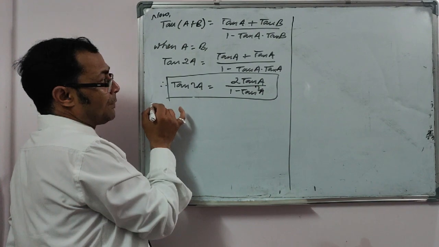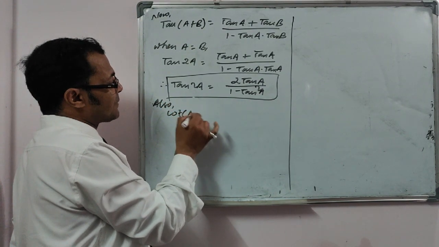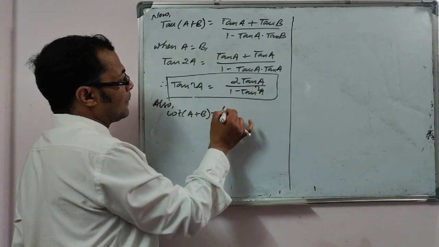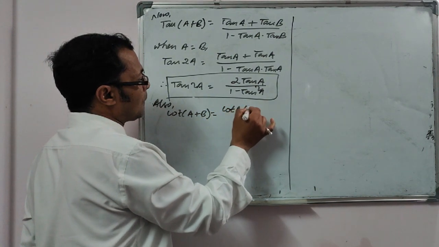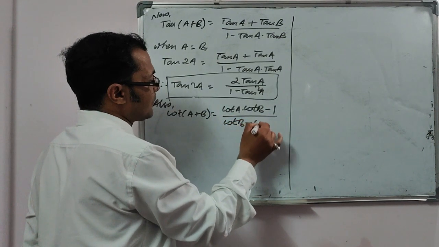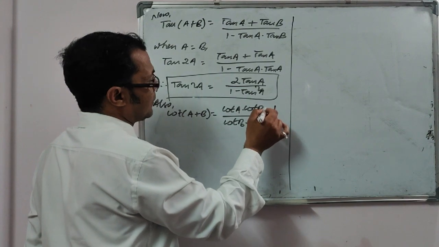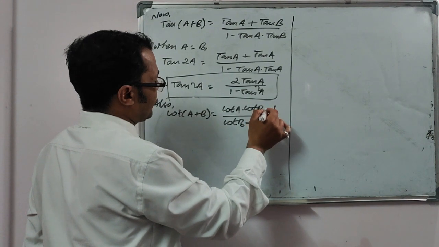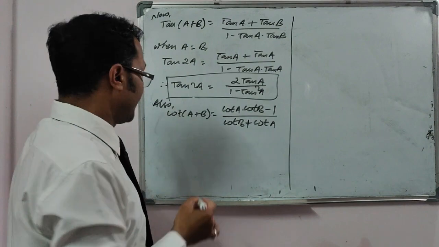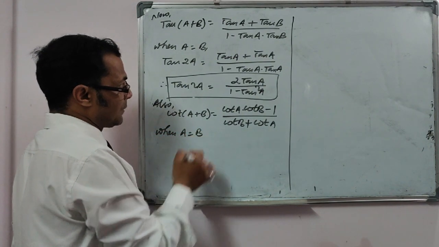Similarly, I'm going to make the formula for cot also. Cot A plus B, the formula is cot A, cot B minus 1 by cot B minus cot A. Sorry. Again, cot A, cot B minus 1 by cot B plus cot A. Okay. Now, when A equals B.